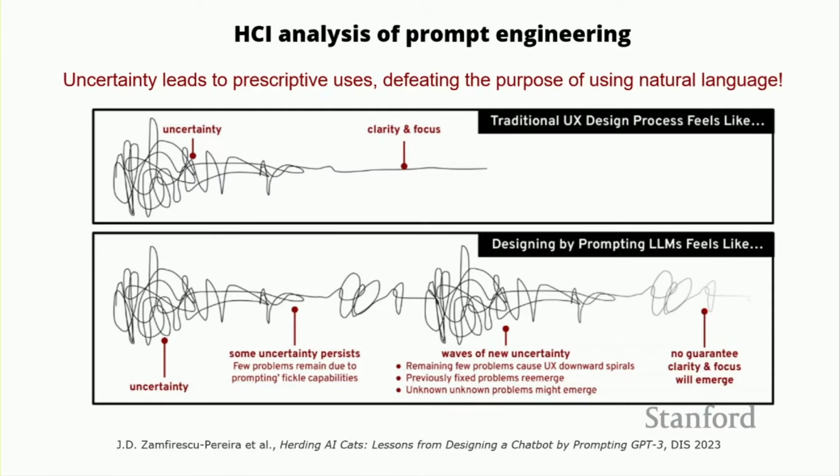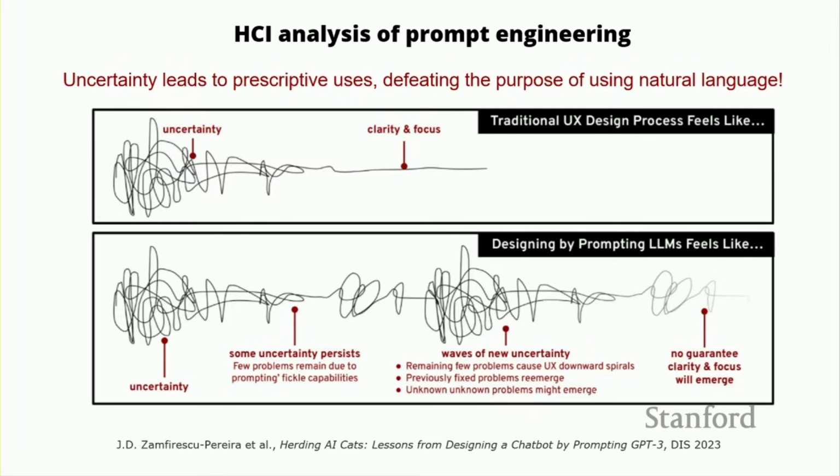Arguably, what user interface designs are traditionally meant to do is to go from some high uncertainty problem-solving context to make it easy, with clarity and focus, such that it's very clear what the interaction should be to solve a particular task.